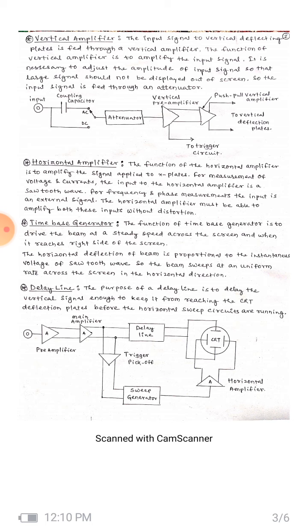The purpose of the delay line is to delay the vertical signal enough to keep it from reaching the CRT deflection plates before the horizontal sweep circuits are running.